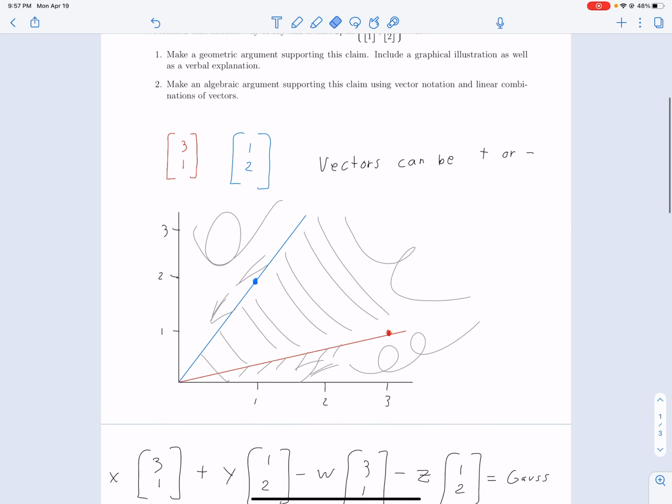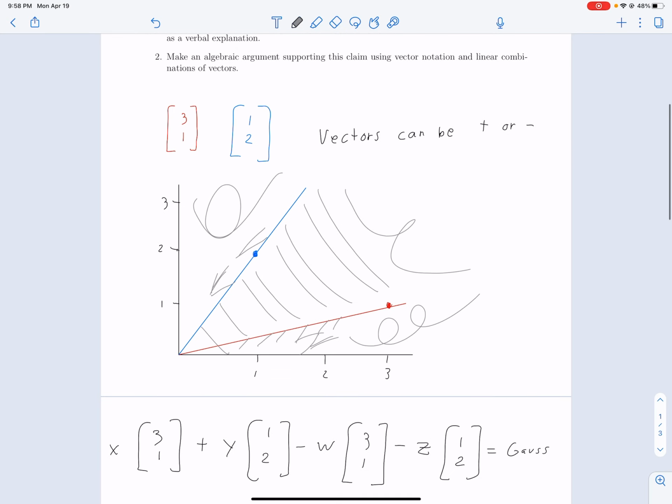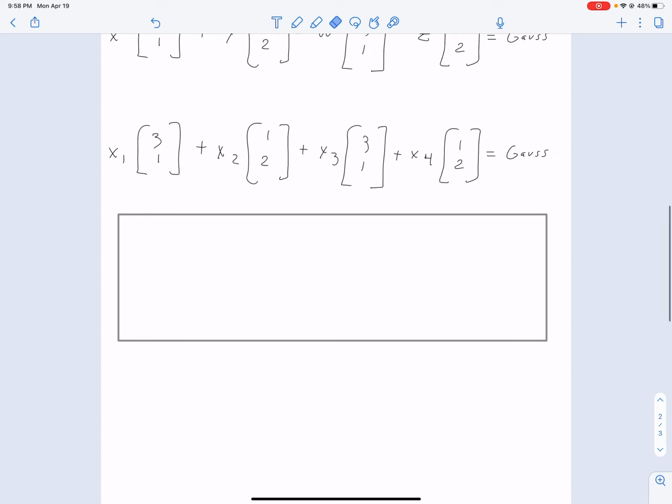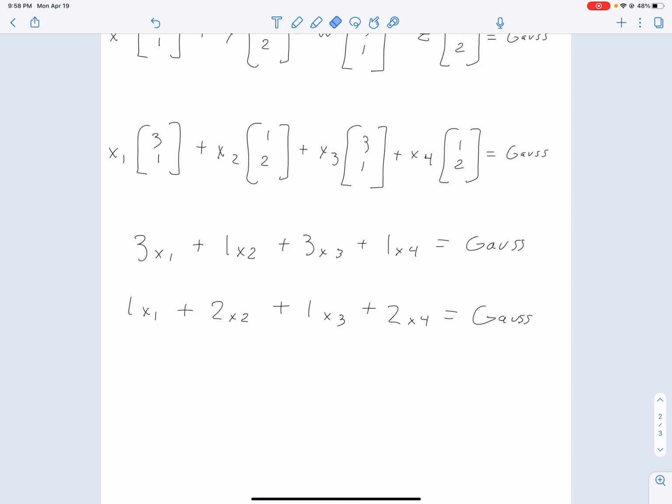Then to put it into a linear combination of vectors, such as a linear equation, we took those vectors with their x's and just put them with their respective numbers and their x and their y's. And that's what we can use to get to Gauss.